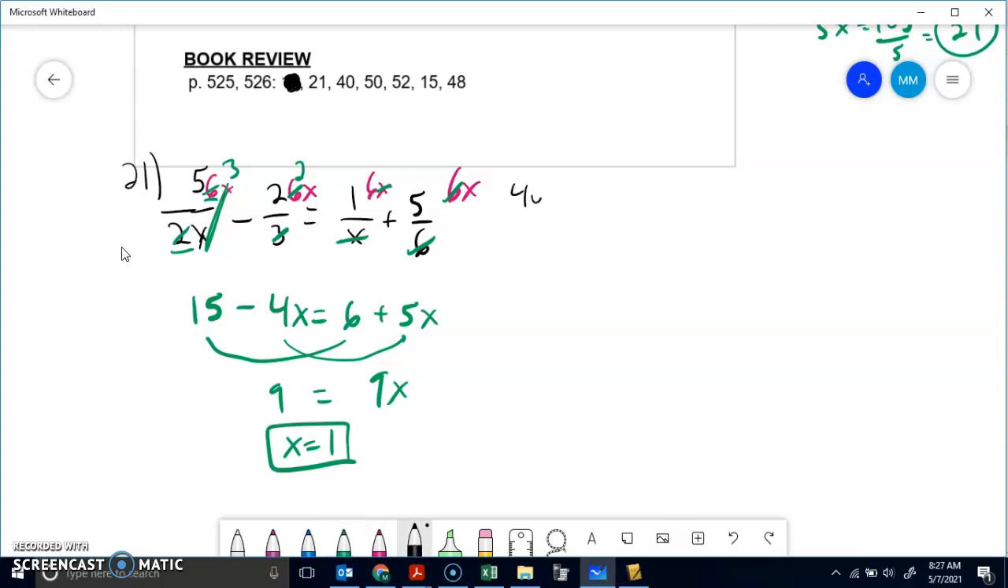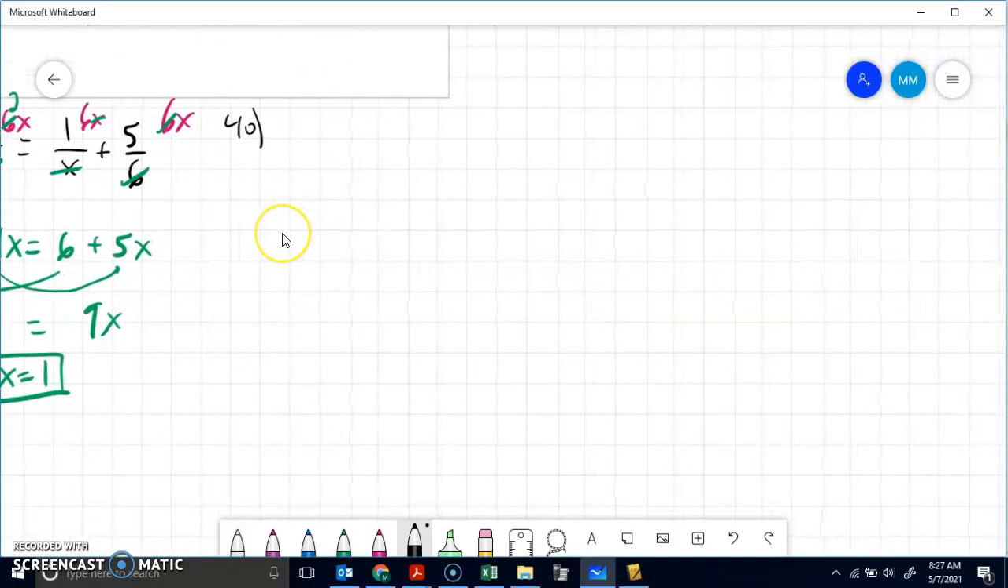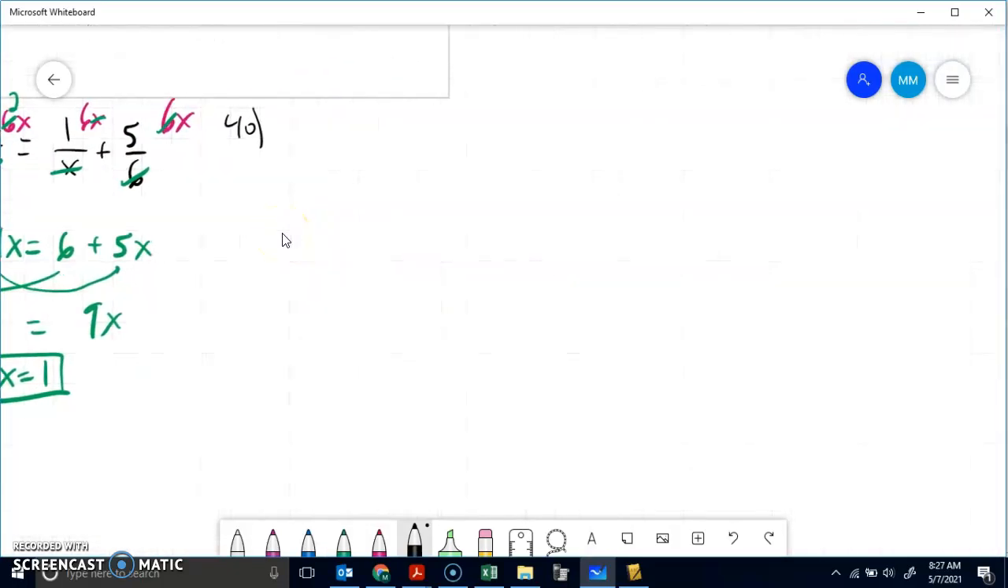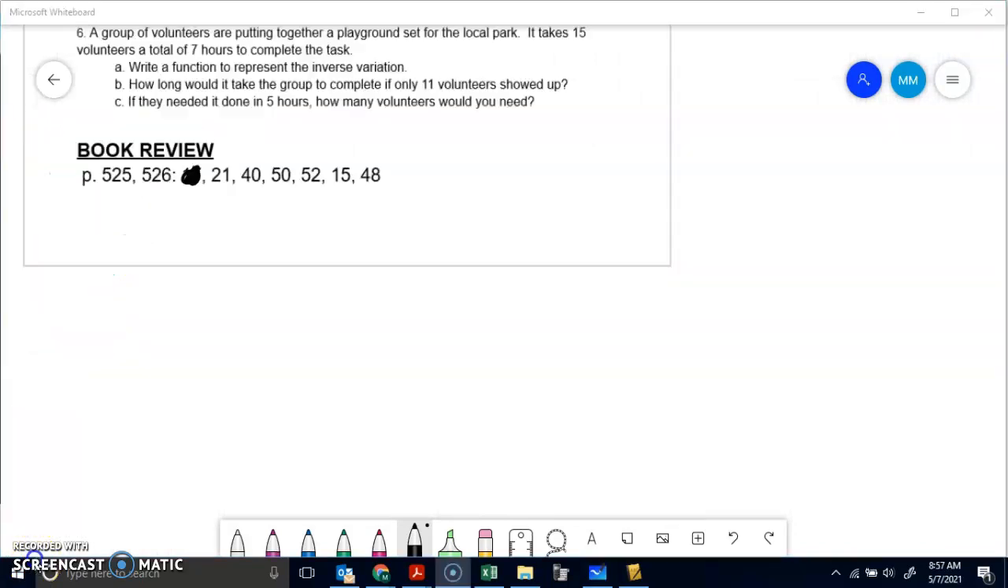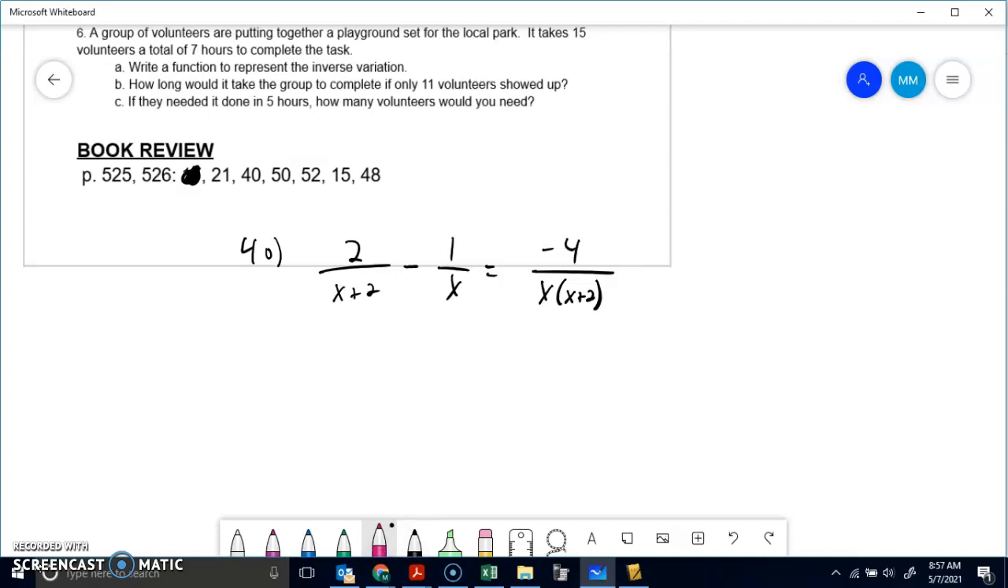Alright, let's take a look at 40. Alright, now we're going to tackle number 40, and I think, if I remember correctly, number 40 works out very easily. Go ahead and get it up here. They've already factored this denominator for you. There's a GCF of x, and they already took that out, so it's already in factored form.